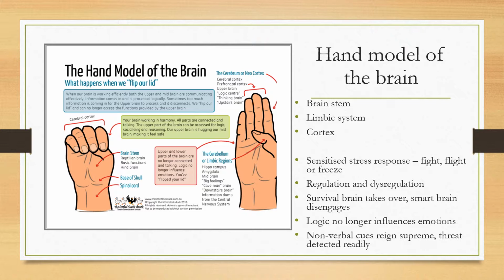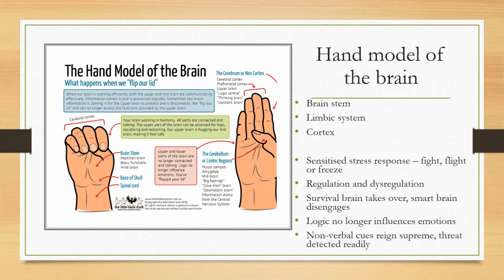Your fingers are your cerebrum, the cortex. If you tuck them over your thumb, like it's happening in this diagram, you've now got a nice little fist where your limbic system is tucked in there and your cortex is over the top of it. That's called the hand model of our brain. So our brain is constantly in communication, everything is working nicely. This is a brain that is safe, not under threat.